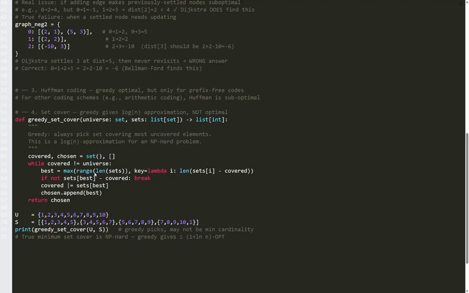Click. Set cover. Given a universe of elements and a collection of subsets, find the minimum number of subsets whose union covers the universe. The greedy heuristic, always pick the subset covering the most uncovered elements, gives a provably good approximation. The result is, at most, 1 plus ln n times the optimal, never worse. But it's not optimal. Set cover is NP-hard. No polynomial algorithm achieves exact optimality unless P equals NP.